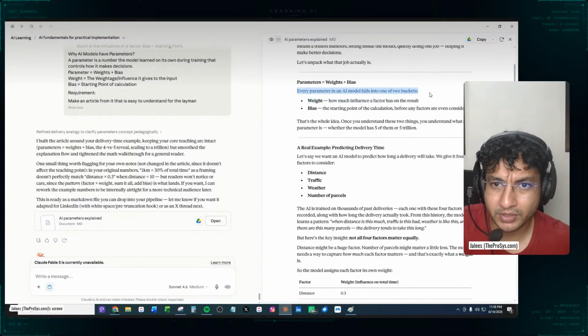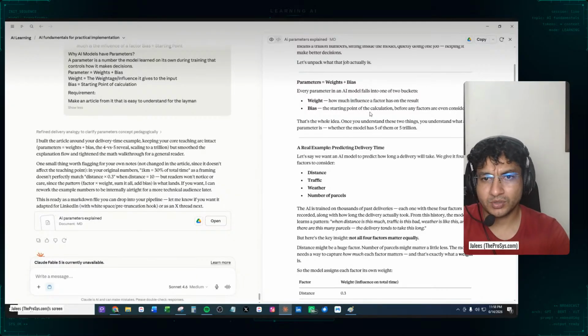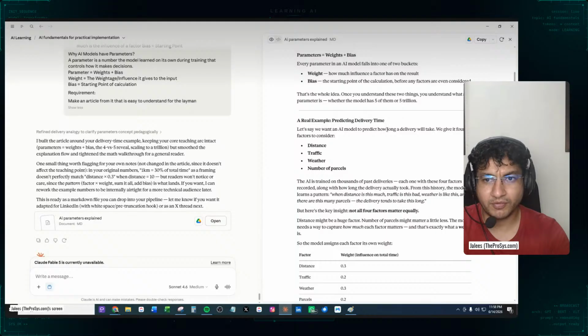Parameters: every parameter in an AI model falls into one of two buckets. How much influence a factor has on the result, and the starting point of the calculation before any factors are even considered. That's the whole idea. Once you understand these two things, you understand what a parameter is, whether the model has 5 of them or 1 trillion. A real example: predicting delivery time.